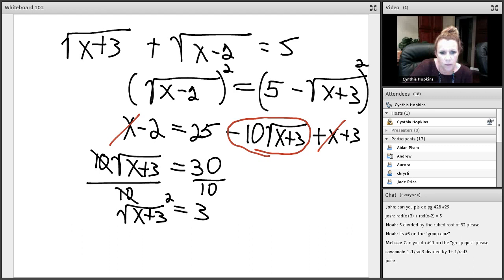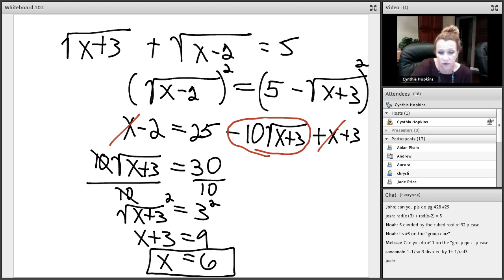I'm going to square both sides. I get x plus 3 with no radical equals 9. And then subtract 3, and I get x equals 6. Now I have no idea if that's the final answer because not only did I square both sides, I did it twice. You have to go back and plug it in. All right, let me do that in green.